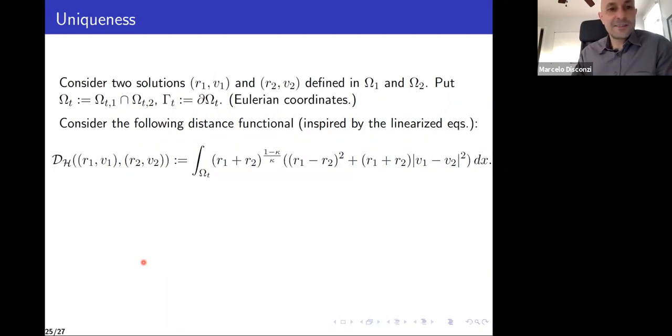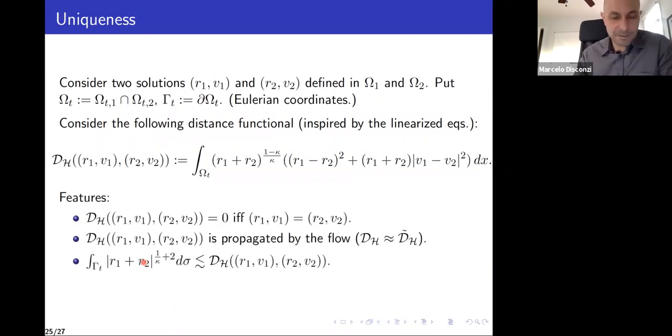Okay, so that's the existence. I'm running out of time, so let me just say that we can also prove uniqueness. The uniqueness is quite interesting because it is done in Eulerian coordinates. People who know about it can ask later.